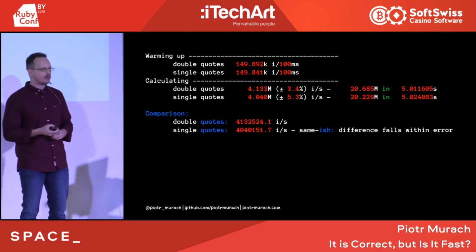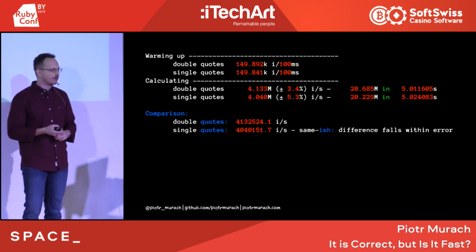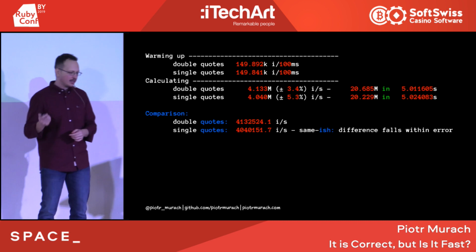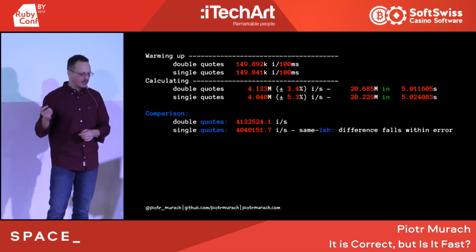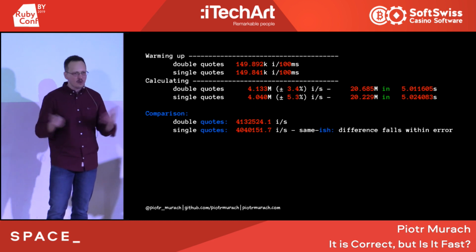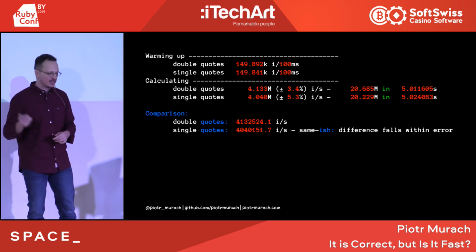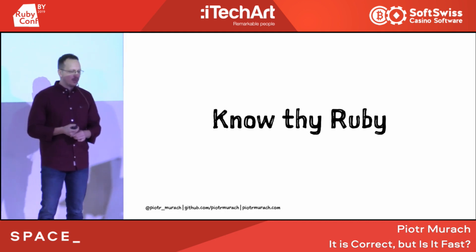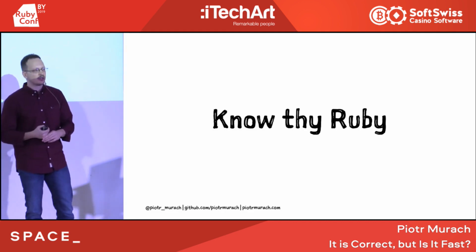It's naive to think that interpolation somehow slows things down. Obviously, the Ruby VM is far more intelligent to figure this stuff out. So there you go. Don't do it unless there's a code standard in your company that enforces that, like Rubocop. So what I'm trying to say here is, it's good to know your Ruby.